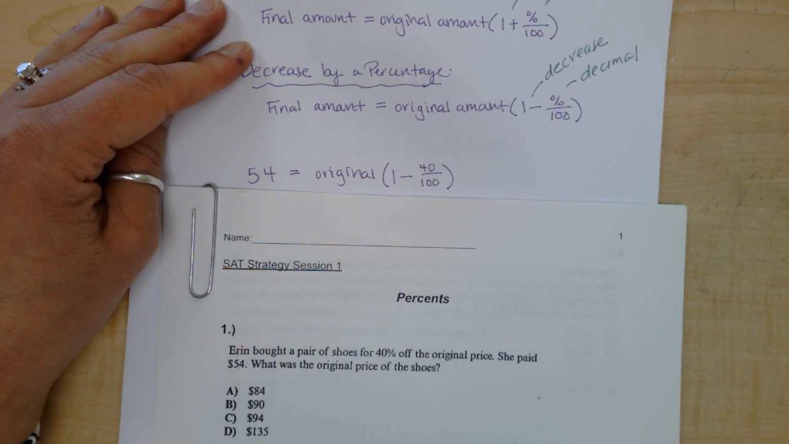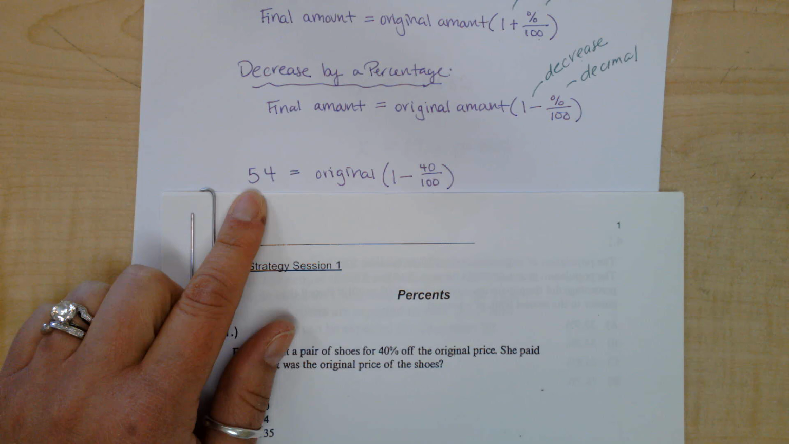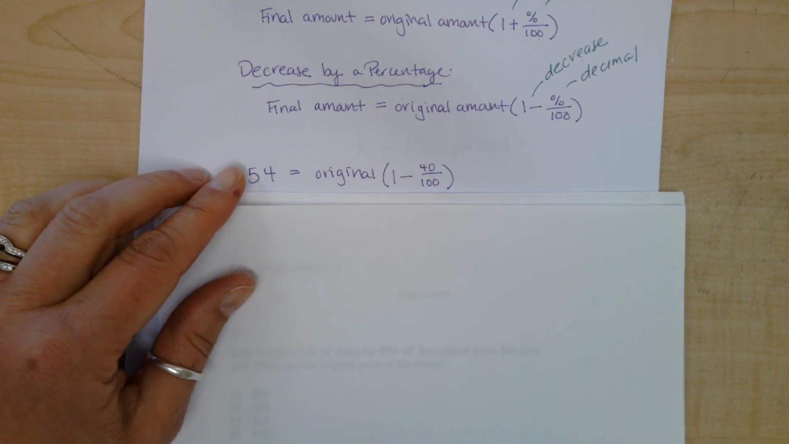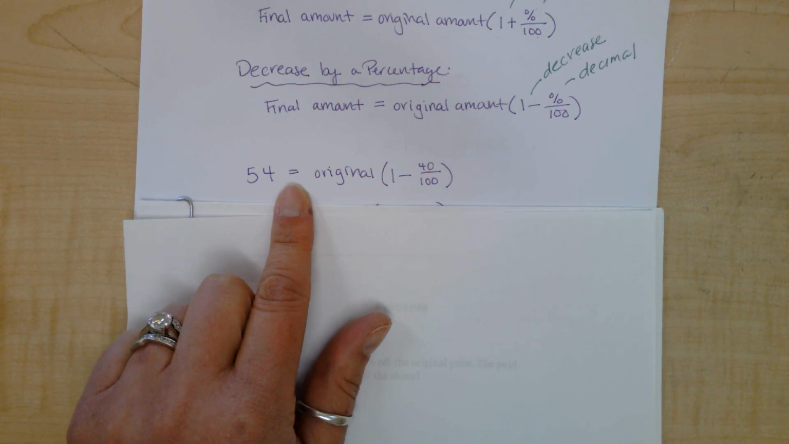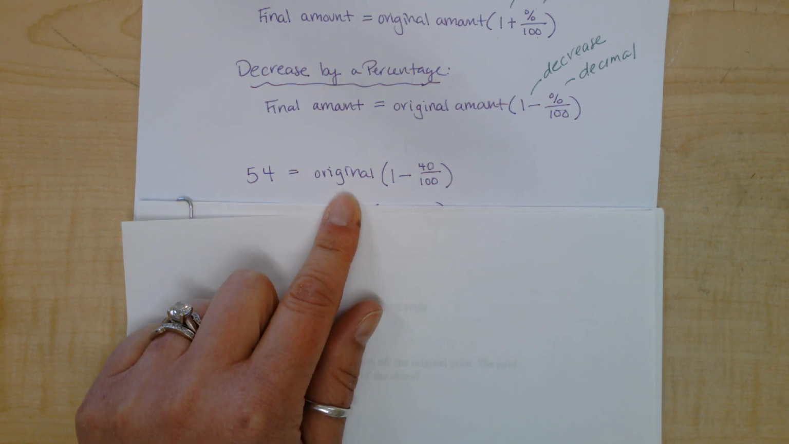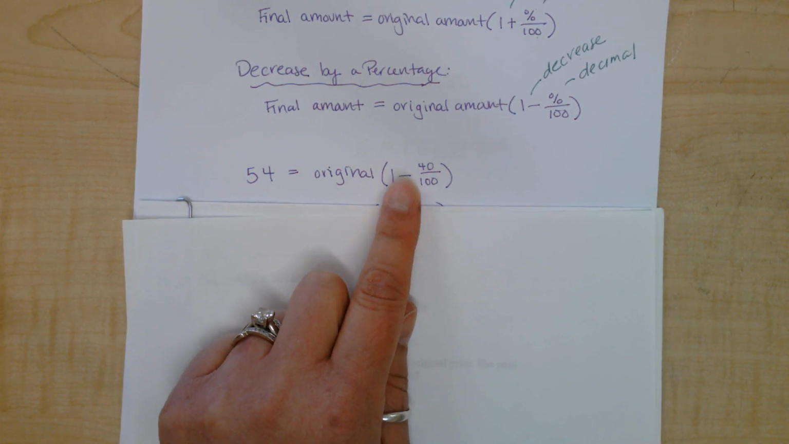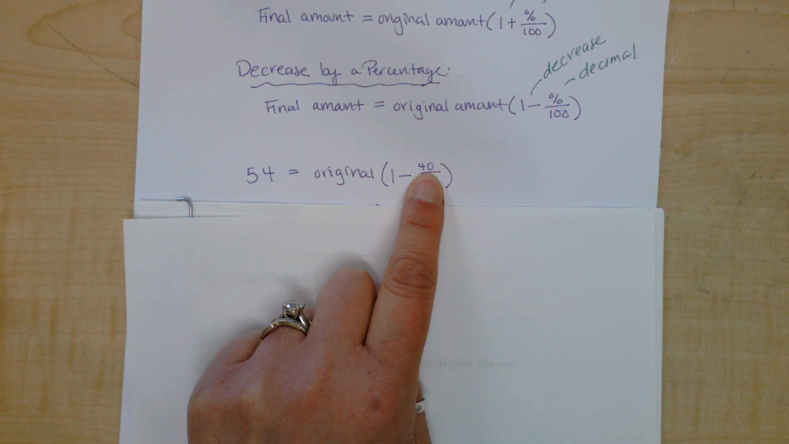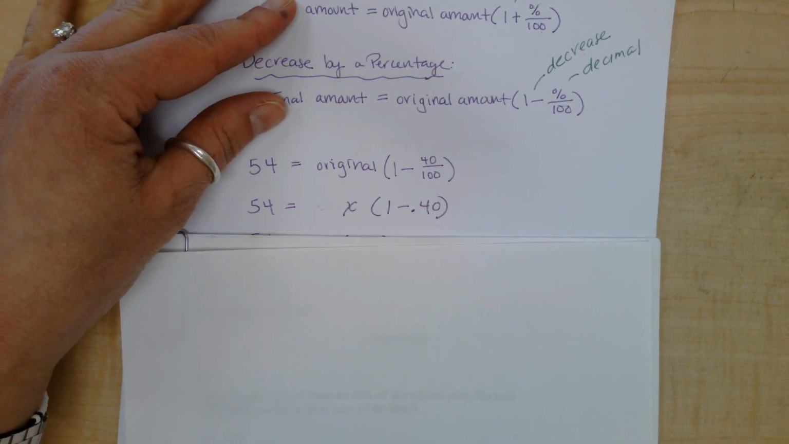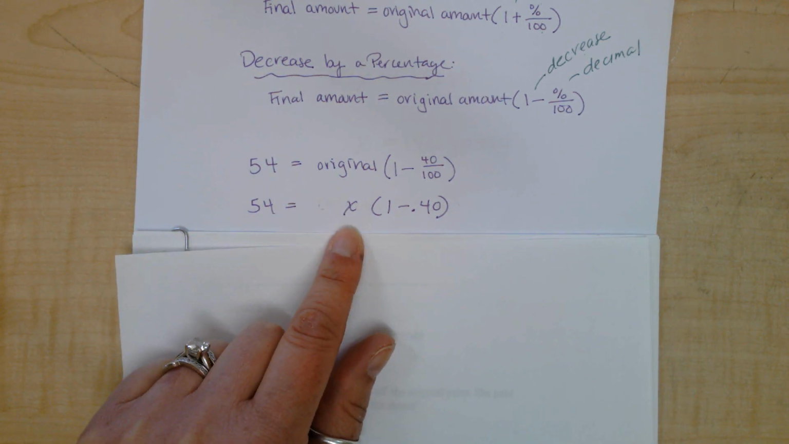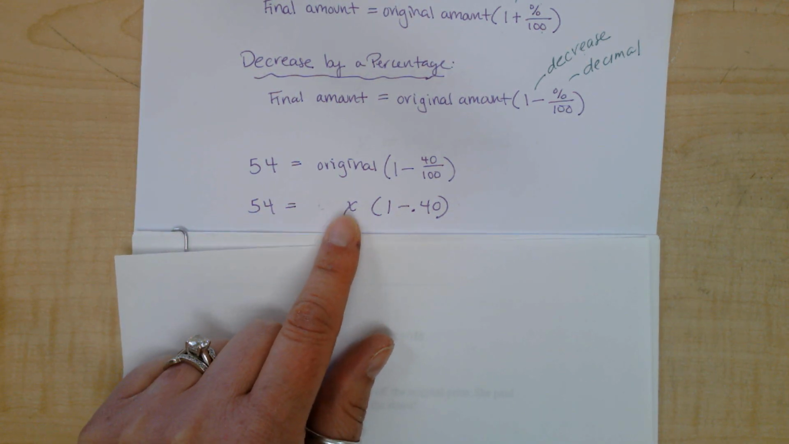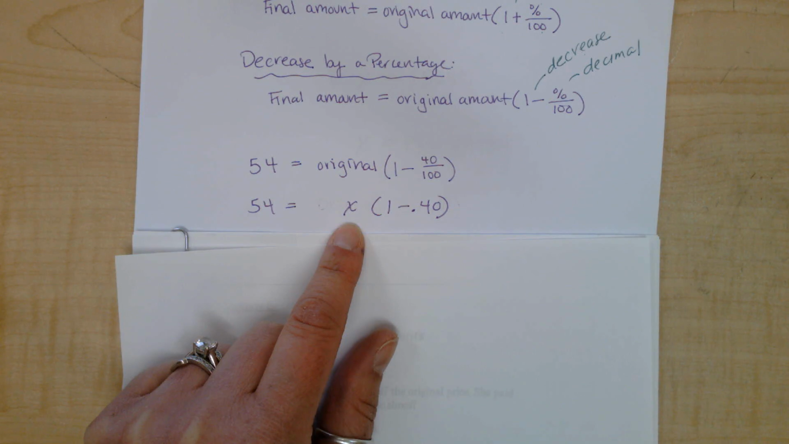So we have our final amount, which was $54. And I'm just going to put a paper over everything. There we go. We have a final amount, which was $54. We want to know the original. We know that it was decreased by 40%. Okay, what does that next line look like? So we have the final amount. I just changed the original to X. X is our unknown, so I don't know what that original is, rather than writing out the word.